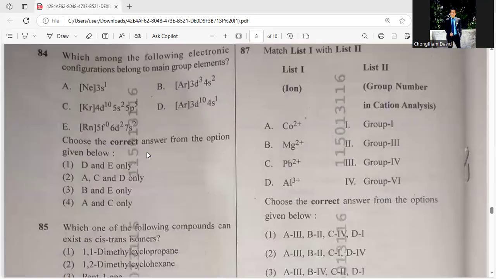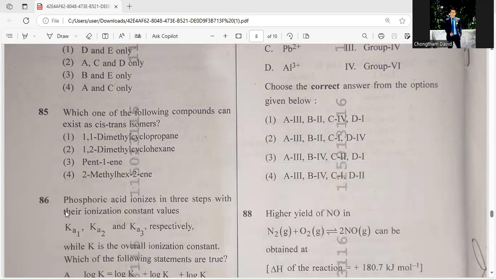84. Which one of the following electronic configurations belongs to the main group elements? Main group means s block, p block. So the configurations are A and C. So option 4 is the answer. Next, question number 85. Which one of the following compounds can exist in cis and trans forms? It can be 1,2-dimethyl cyclohexane. 2 is the answer.